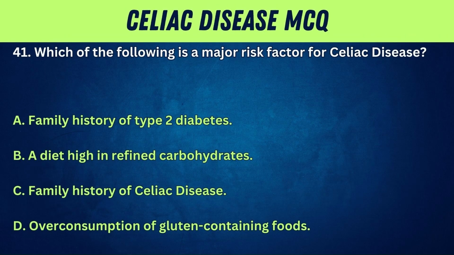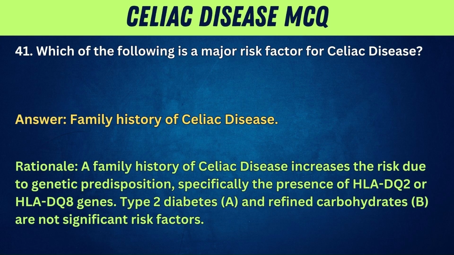41. Which of the following is a major risk factor for celiac disease? A. Family history of type 2 diabetes. B. A diet high in refined carbohydrates. C. Family history of celiac disease. D. Overconsumption of gluten-containing foods. Answer: family history of celiac disease. Rationale: a family history of celiac disease increases the risk due to genetic predisposition, specifically the presence of HLA-DQ2 or HLA-DQ8 genes. Type 2 diabetes, A, and refined carbohydrates, B, are not significant risk factors.